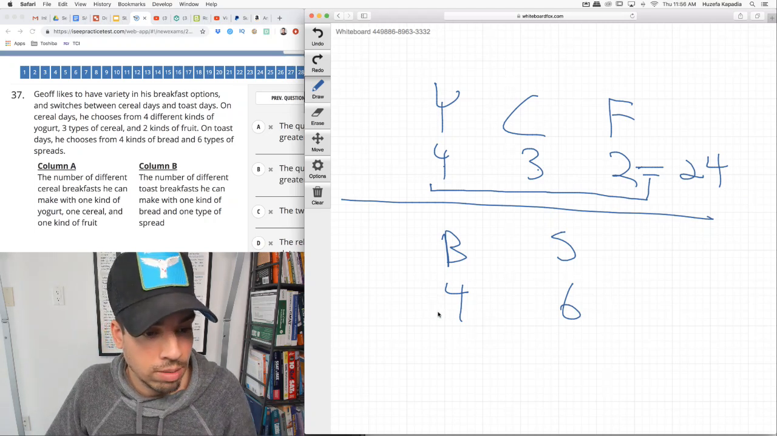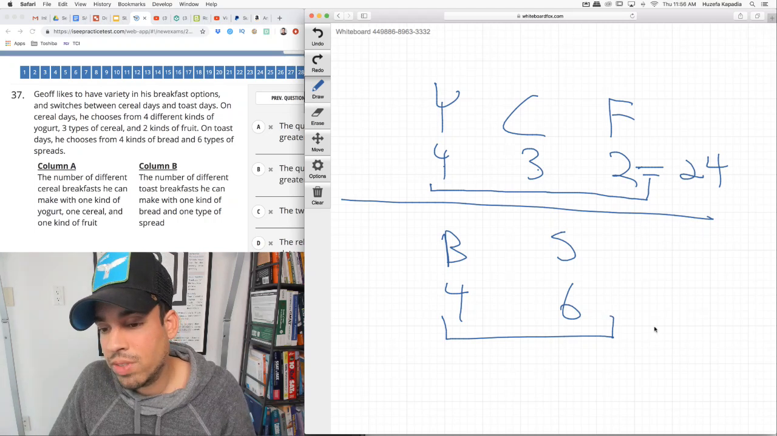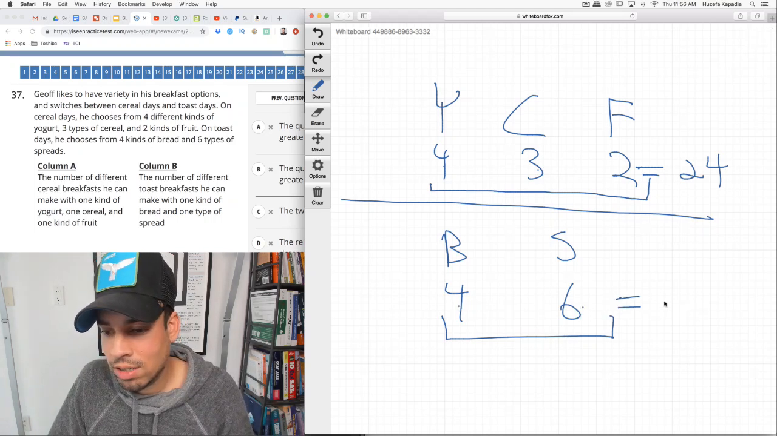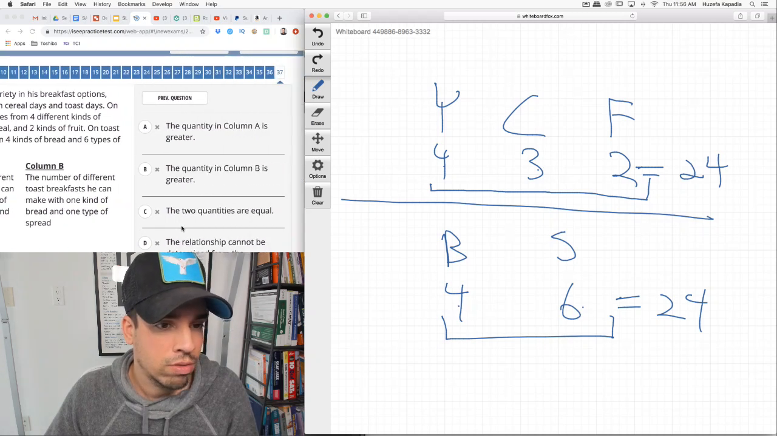And the number of different toasts he can make with 1 bread and 1 spread. Again, same deal. The total times the total. So 4 times 6, which is 24. So he has equal number of options for both.